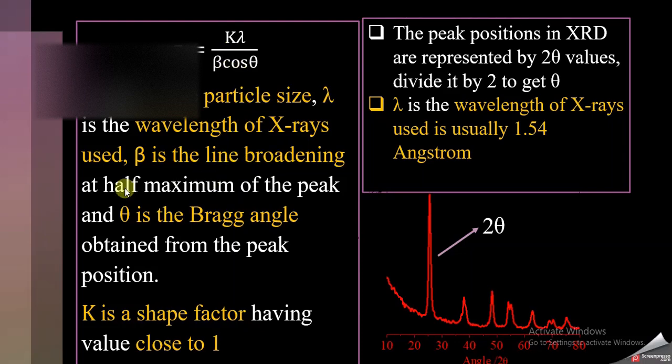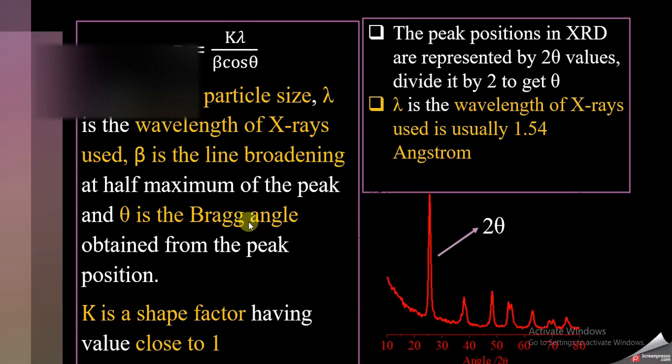Beta is the line broadening at half maximum of the peaks. For example, if this is the XRD spectrum of your sample, then the width of the peak at this position, that is the half maximum of the peak, is called beta. The width of the peak at half maximum is the beta of this line. This is given for all the peaks of your samples, along with your XRD spectrum.